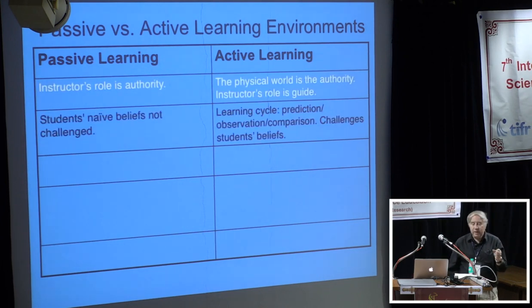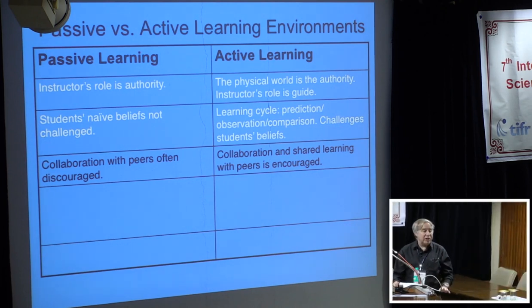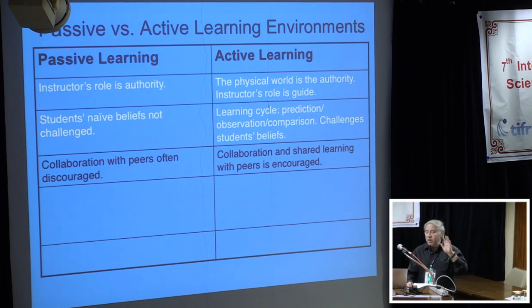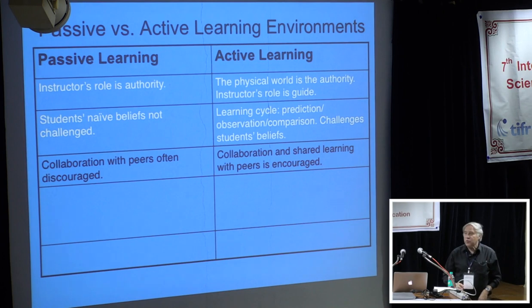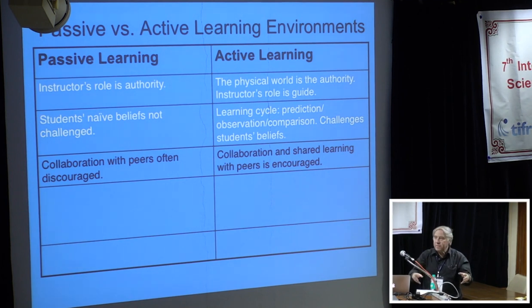In a passive learning environment, students' naive beliefs that they bring into the course are not challenged. But in an active learning environment, we use a learning cycle. Students make predictions. They make observations. They compare their observations to their predictions. So it directly challenges the beliefs that they have when they come into the course. In traditional learning environments, collaboration with peers is often discouraged. Students are told to work alone. But in our active learning environments, we encourage students to work together because we know that if a group of students has information on the physical world that they can share with each other, they can learn from each other and from that information quite well.